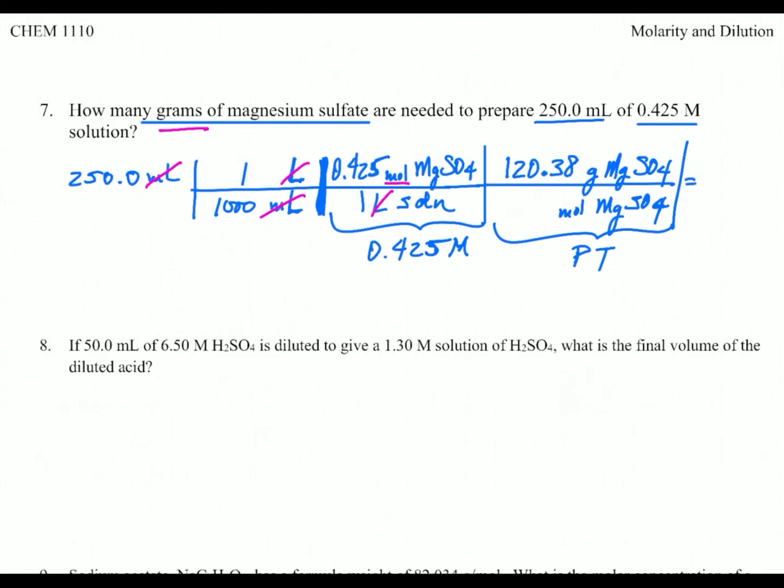So in that last step, moles of magnesium sulfate would cancel, and you'll be left with grams of magnesium sulfate. Yes, that was a 1 there. And so when you plug and chug, you're going to get 12.8 grams of MgSO4.